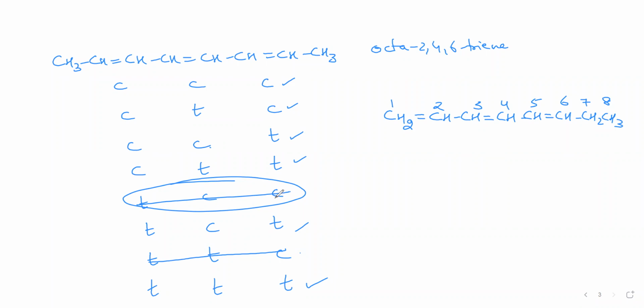Got it? Yes, ma'am. Same way, I could have this configuration be the same. Left to right, if I'm getting cis, trans, trans, right to left I'll get trans, trans, cis. Trans, trans, cis needs to be removed now. Fine? These two will be the same. So the remaining 6 configurations will be there.